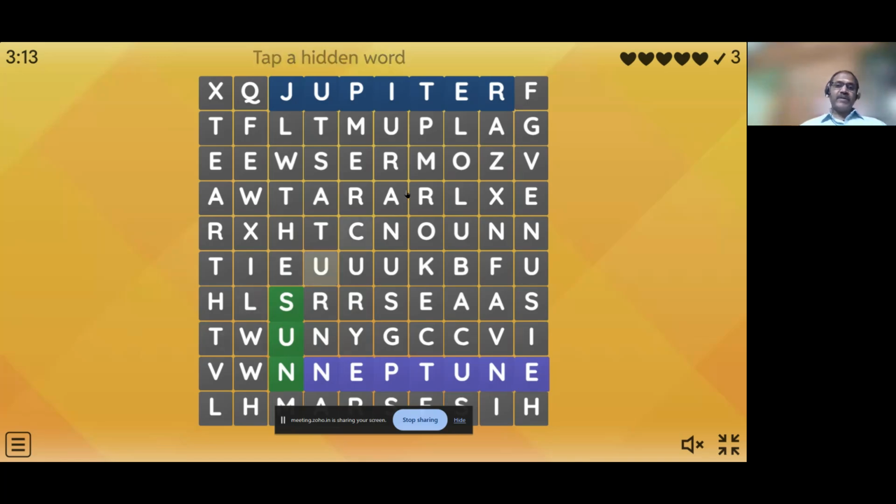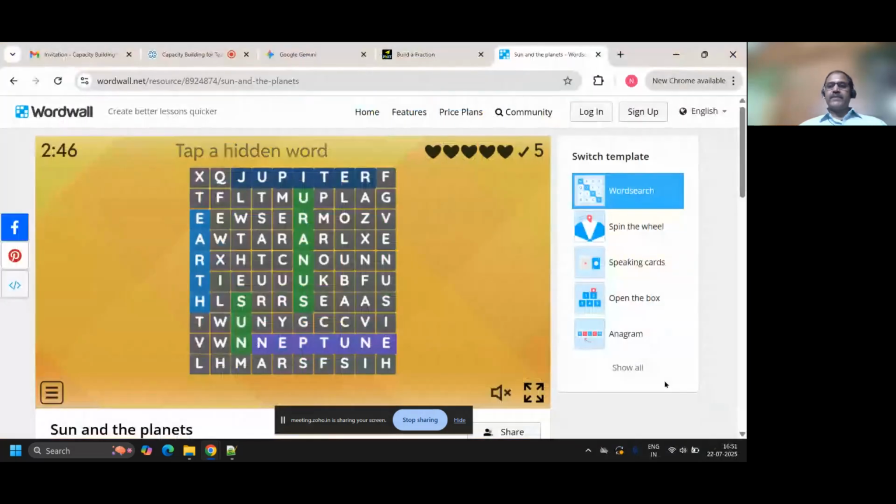Sometimes it may be in a cross also. It need not be in straight. Earth is here. It's also vertical now, right? So you can find out Uranus. Where is Uranus? Uranus is here. Basically, by reading the letters, they get practice, and it is making it interesting. Correct? So this is word search. So this is very simple.